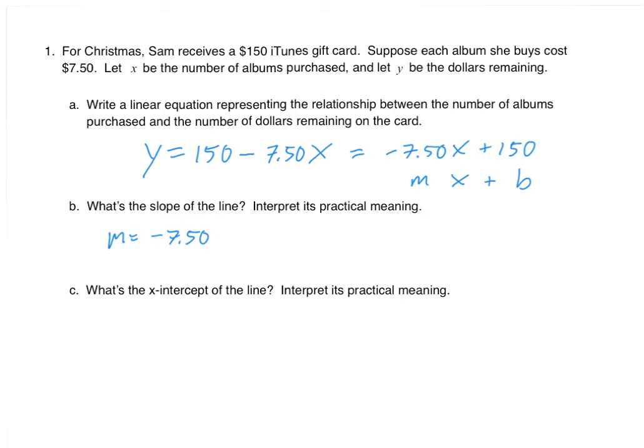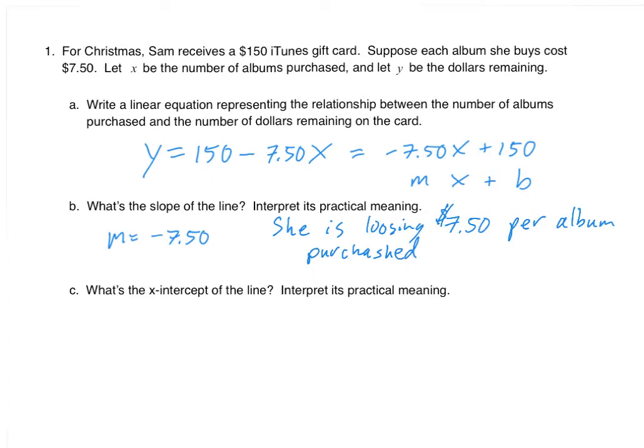Her overall amount of money on her card is going down, hence the negative, so she is losing $7.50 per album purchased. And by losing, I mean the overall value of her card is going down by that much. So she's losing $7.50 per album purchased. In the next problem, you'll see the interpretation of the slope is a little bit more challenging.